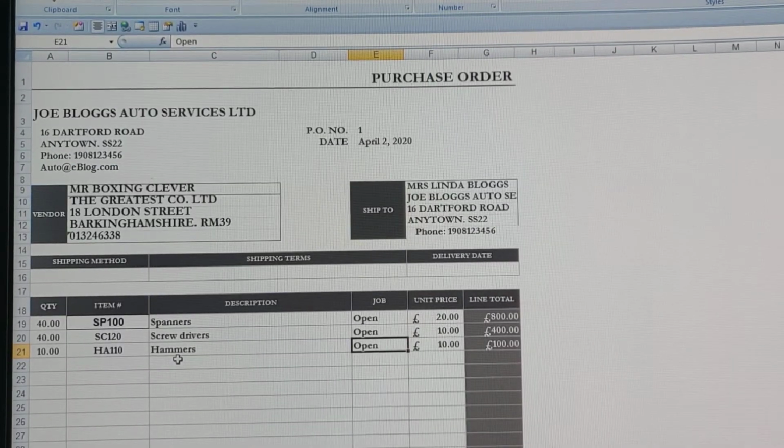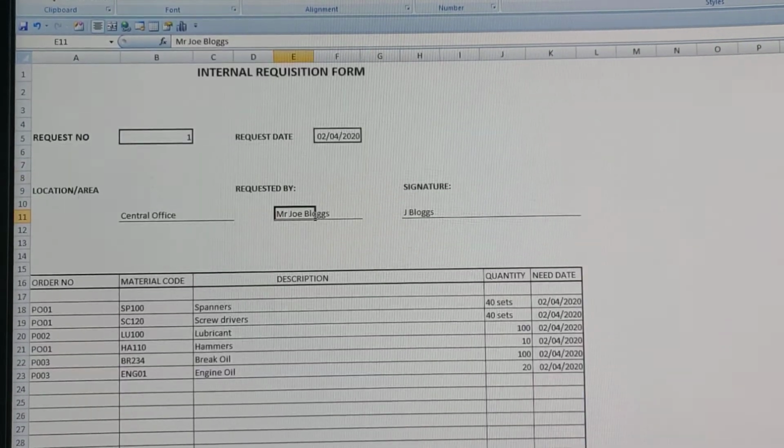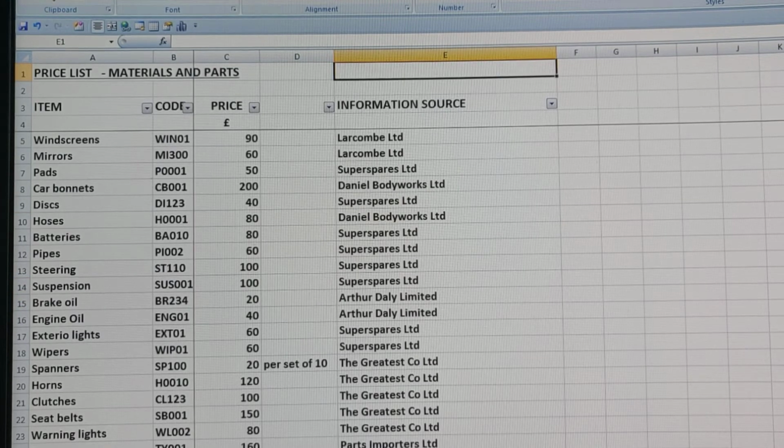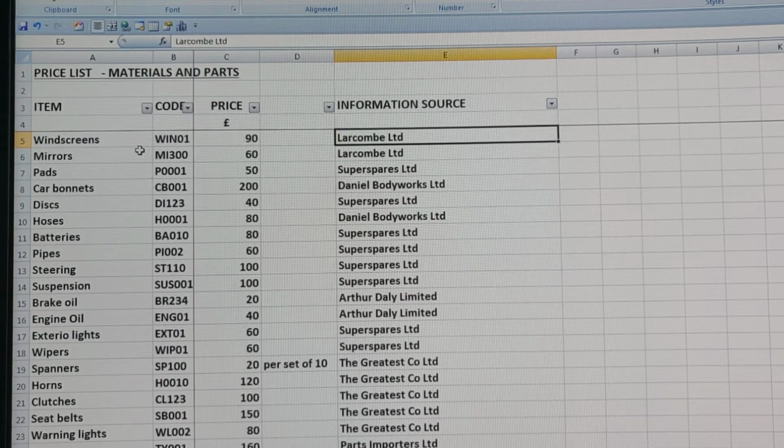He raised his purchase order, but before reaching the purchase order, he went through a price list. This is the price list. As you can see, a price list was compiled when the company established its relationship with its potential suppliers.